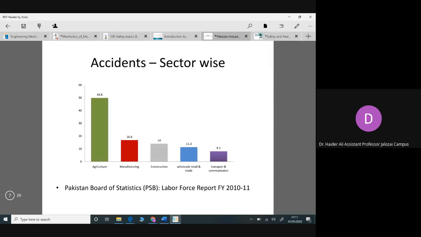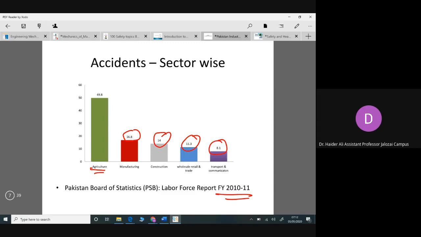Then here is a chart of the accidents sector wise. Again, this is for the year 2010-11. In agriculture, the number was 49.8. That's the reported percent of incidents that happened. 16.8% in manufacturing, 14% in construction, 11.3% in wholesale, retail, and trade, and 8.1% in transport and communication.